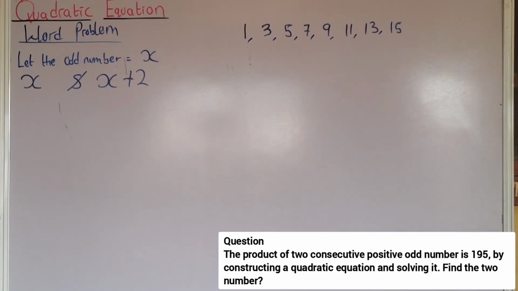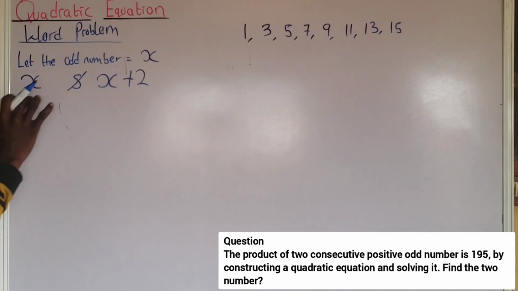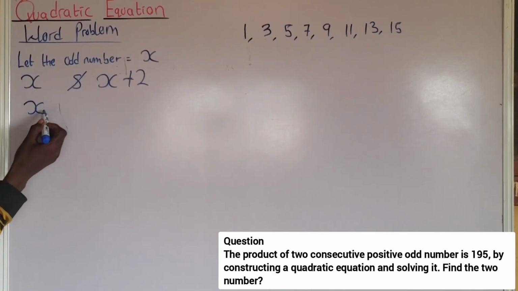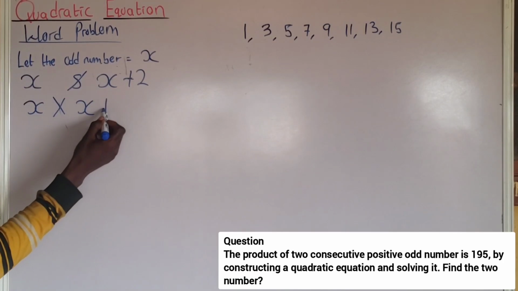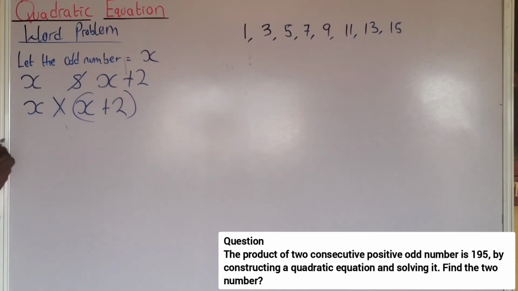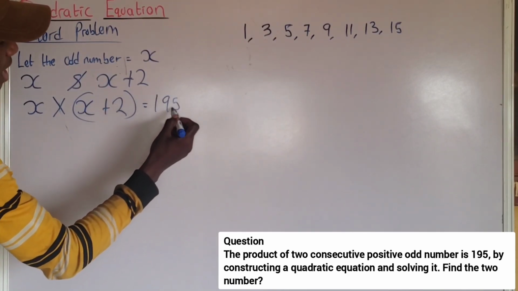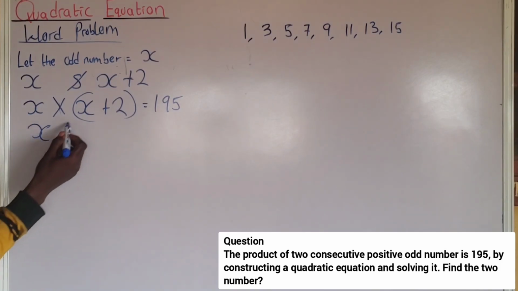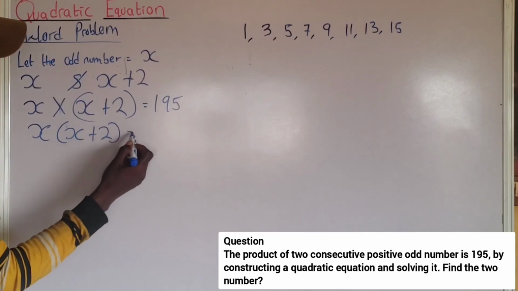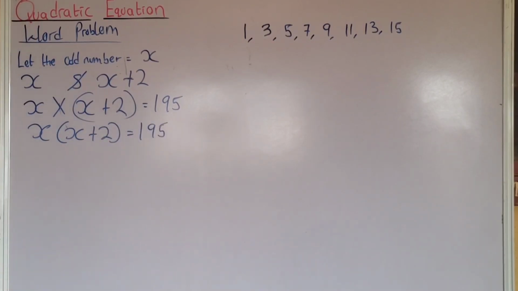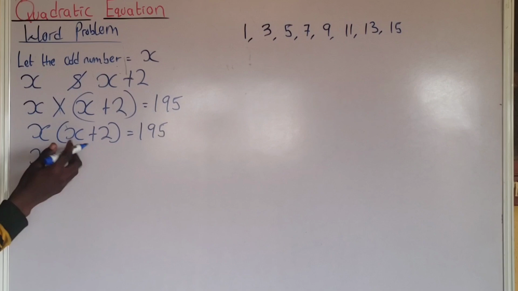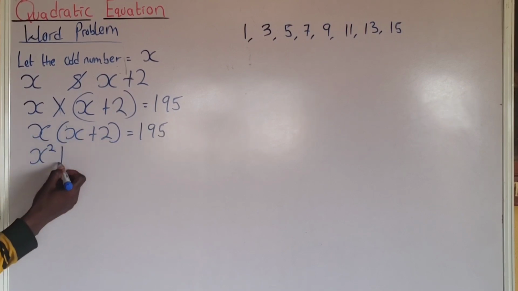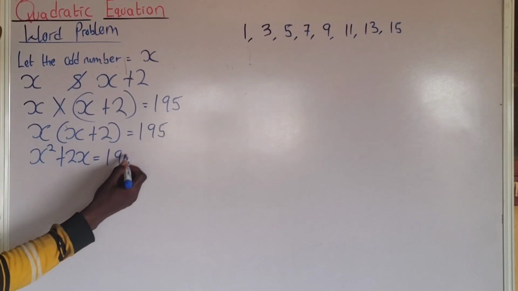We are told that the product of these two consecutive positive odd numbers is 195. So let us take the product of these two numbers. That means I'm going to have x multiplied by x plus 2 equals 195. Now here I'm going to have x into bracket x plus 2 equals 195. x times x is x squared. x times plus 2 is plus 2x, equals 195.